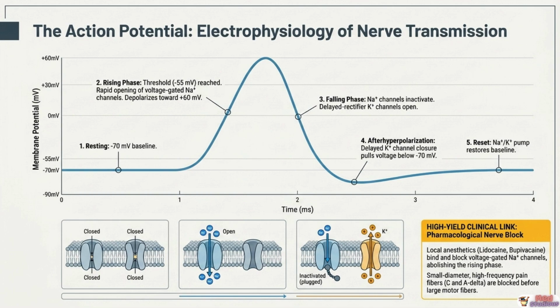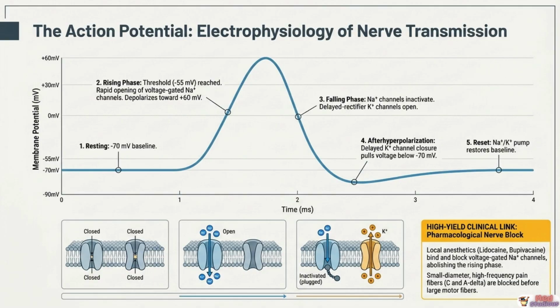This sequence is heavily targeted in pharmacology. Local anesthetics like lidocaine or bupivacaine bind to and block these voltage-gated sodium channels. This action completely abolishes the rising phase, preferentially blocking small-diameter, high-frequency firing pain fibers before affecting larger motor axons, providing a targeted block.